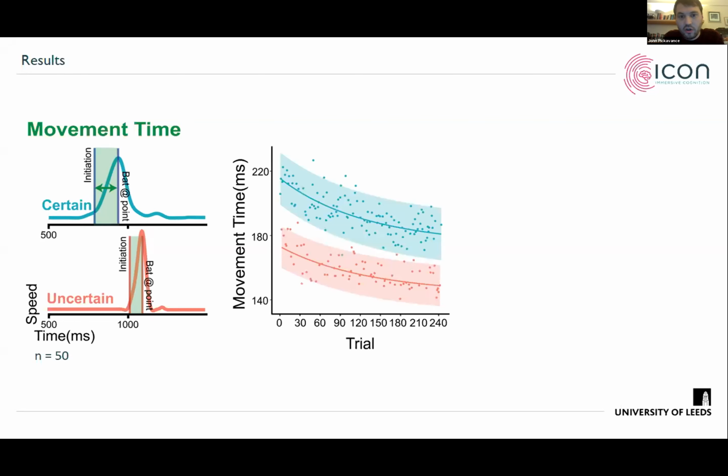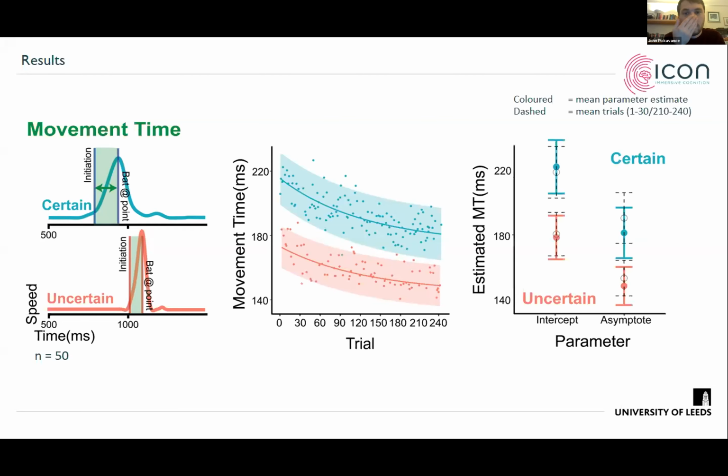And once again, over the course of the experiment, this is a non-linear kind of decay. And we show here quantitatively that in uncertain relative to certain conditions, people are moving briefer, both at the beginning and at the end, but that there isn't much difference in the magnitude of this effect.